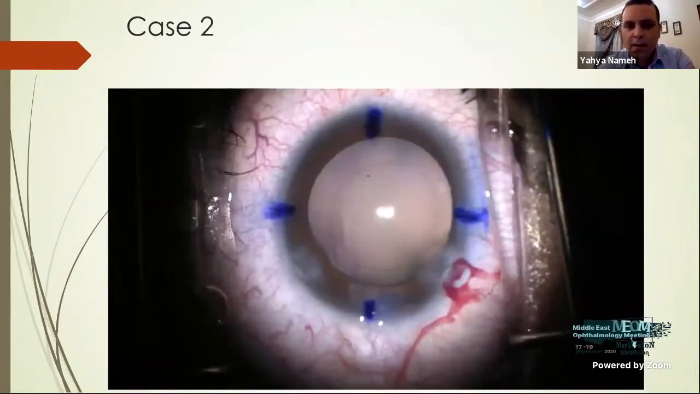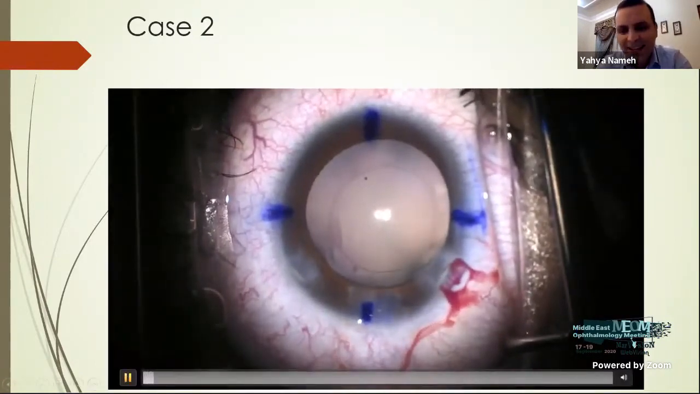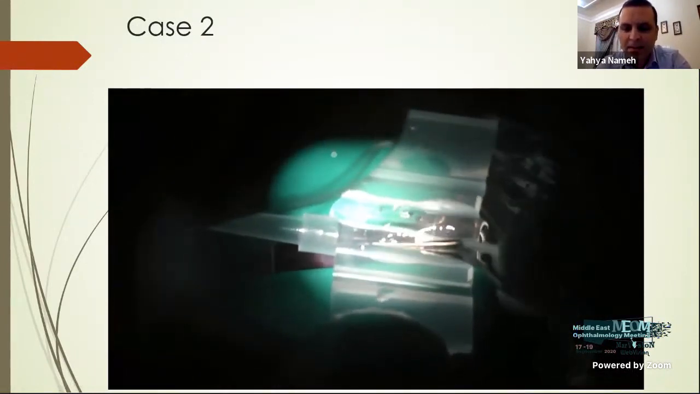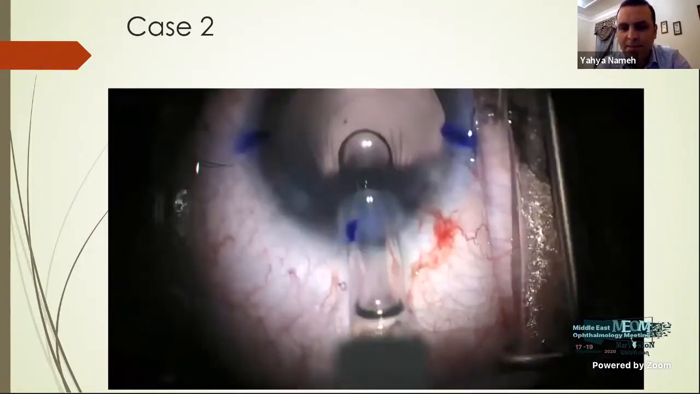The next case is a clear lens extraction for a patient willing to do refractive surgery, but he has high hyperopia and astigmatism. I decided to do a trifocal toric for him. Now, during the implantation of the lens, I was also shocked by the following scenario. Here I'm implanting a blade haptic trifocal toric lens.